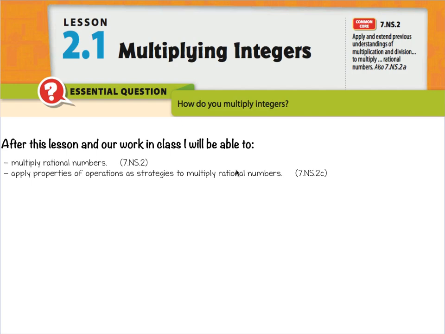After this lesson and our working class, I will be able to multiply rational numbers, apply properties of operations as strategies to multiply rational numbers. So basically what it's saying is that I can apply different properties to multiply those rational numbers.